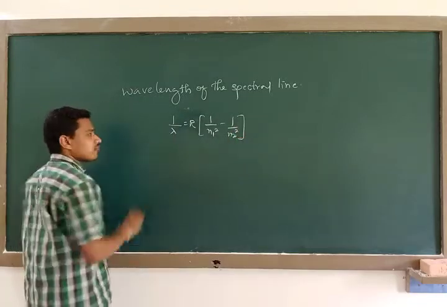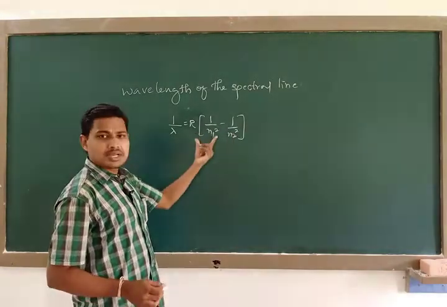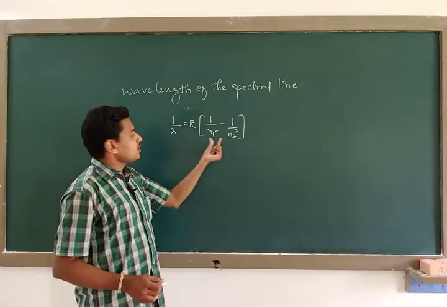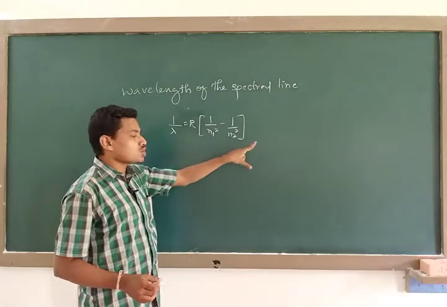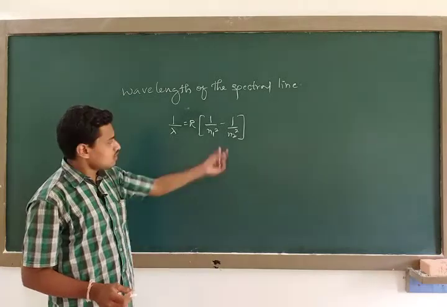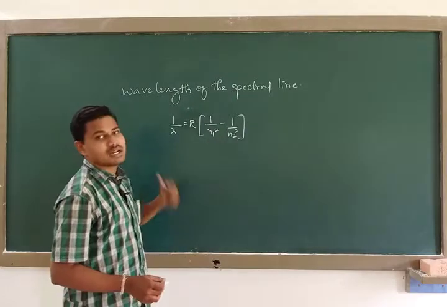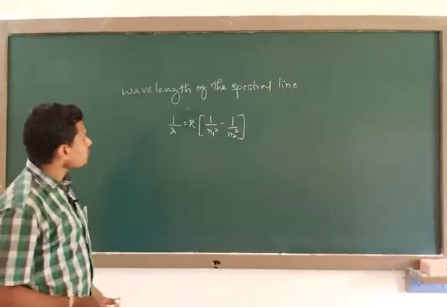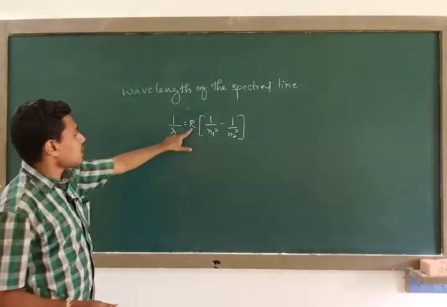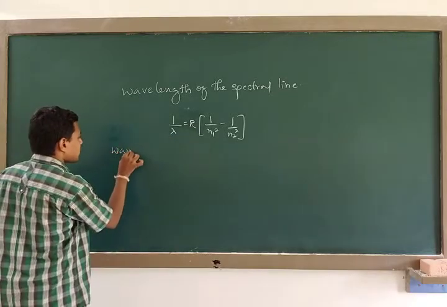Here lambda is the wavelength, n1 is the lower orbit, and n2 is the higher orbit. Depending upon the series, you have a choice of n1 as well as n2. If I take n1 as 1 and n2 as 2, 3, 4, 5, 6, that corresponds to the Lyman series. If I take n1 as 2 and n2 as 3, 4, 5, 6, and so on up to infinity, that becomes the Balmer series. So the wavelength is given by 1 by lambda equal to this, where R is the Rydberg constant and lambda is the wavelength.